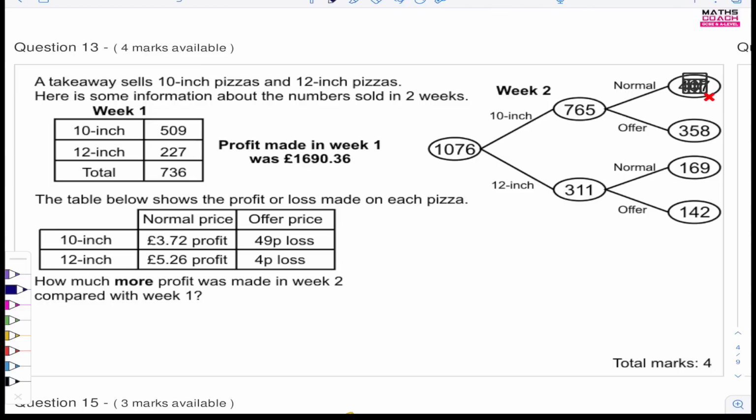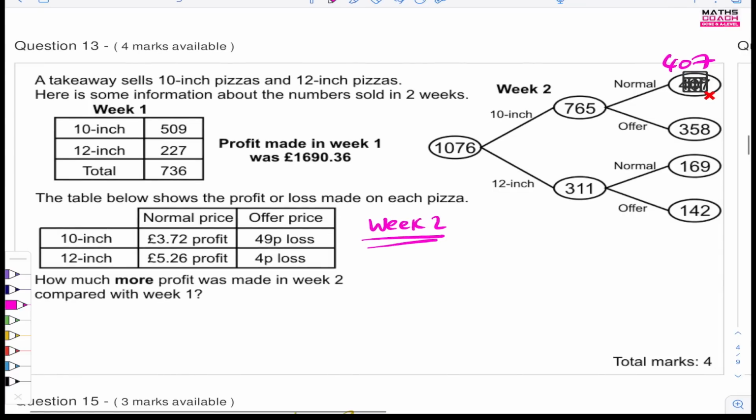So we sold 765 of the pizzas. We need to find how many of those were sold normally, on the normal price. To find this value right here, we'll just do 765, take away how many you sold on offer, which was 358, and that will tell us how many were sold normally. So 765 take away 358 gives us 407. So that's going to be here, 407 were normal price. Now I've completed my frequency diagram. So now let's go ahead and work out week two's profits.